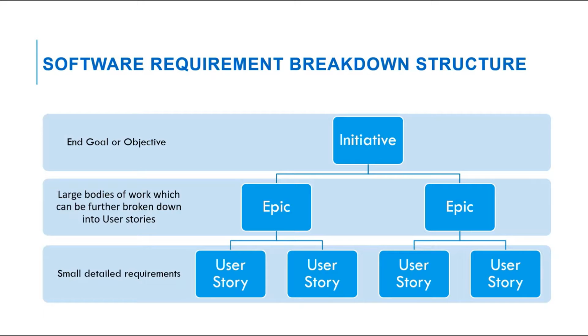Let's first understand the software requirement breakdown structure in Agile. As you can see, initiative is the end goal or the objective of the organization. Then initiatives are broken down to epics, which are the large bodies of work with common objective. And then epics are further broken down into small and detailed requirements called user stories. Now let's take an example.